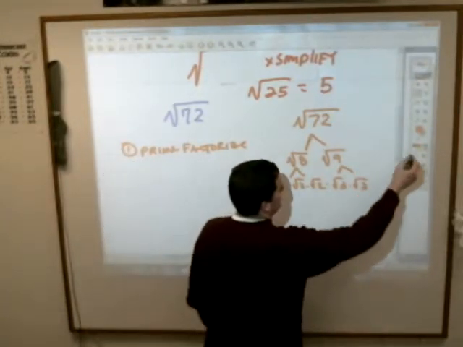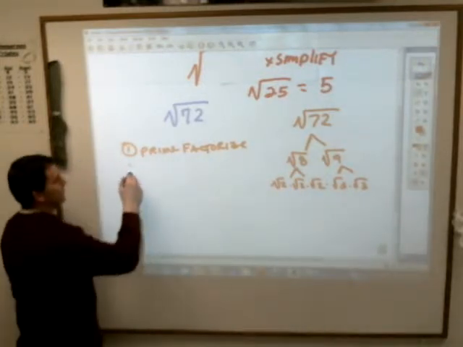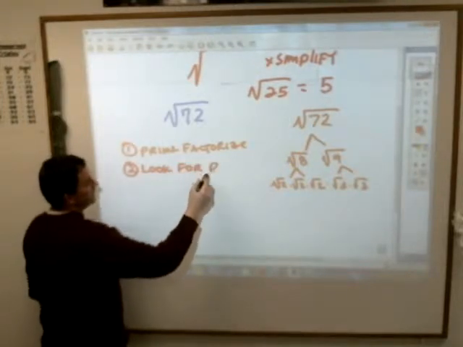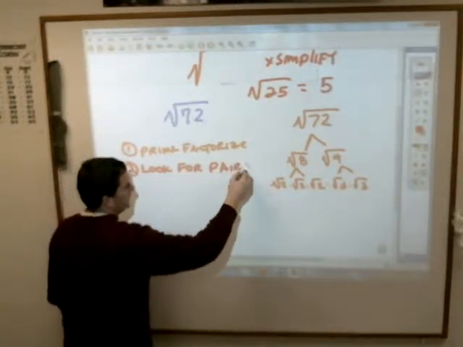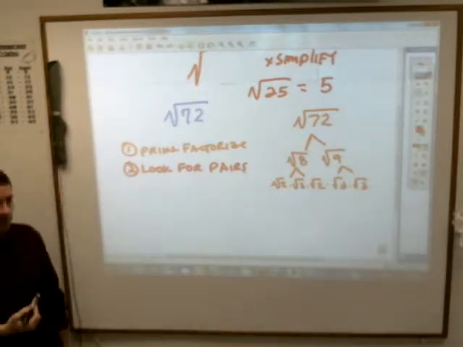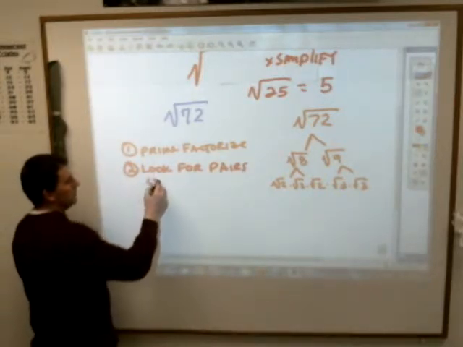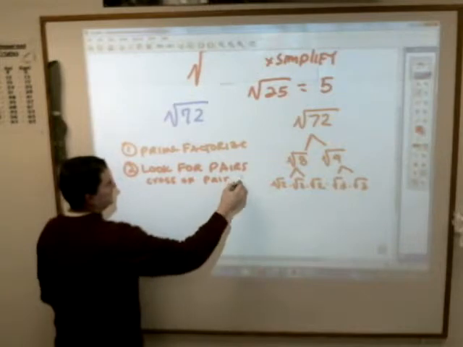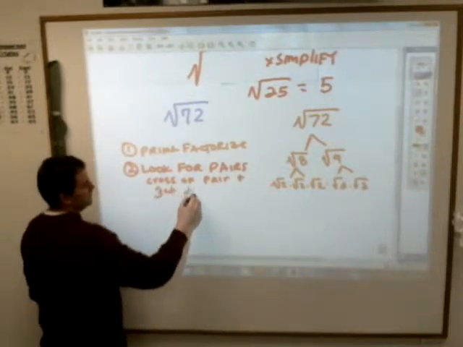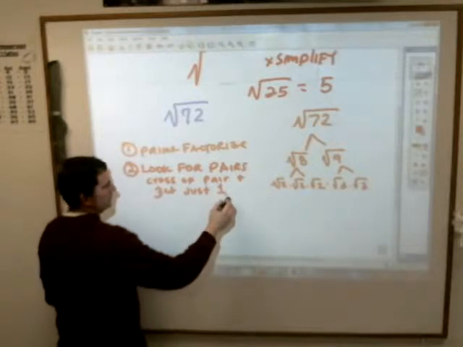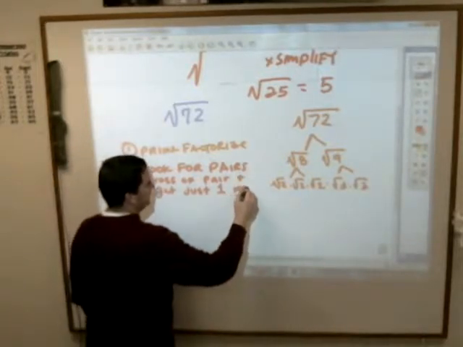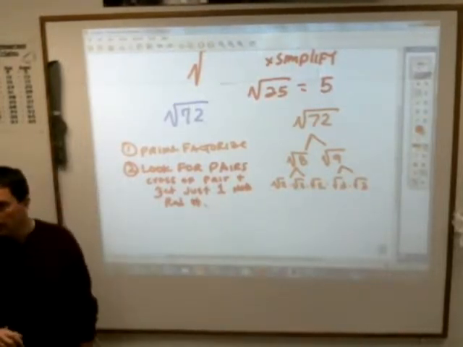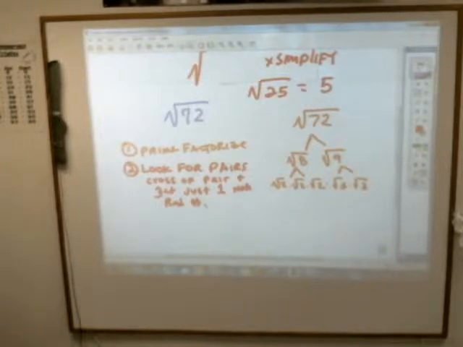The second thing is you need to look for pairs. I don't mean the fruit, I mean matches. When you find a pair, you can cross off the pair and get just one non-radical number.